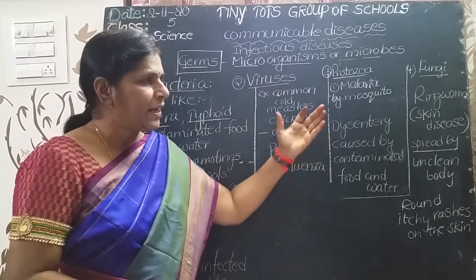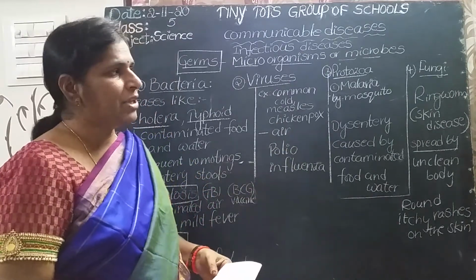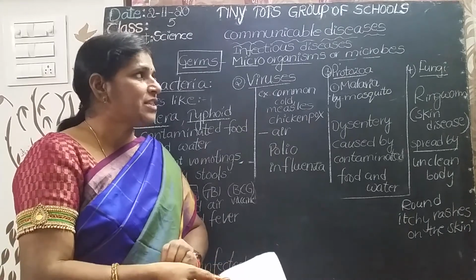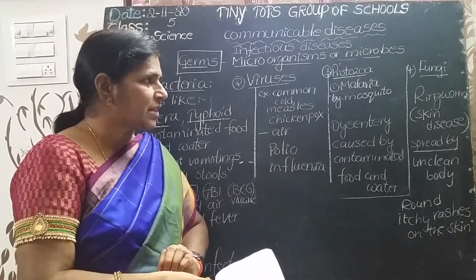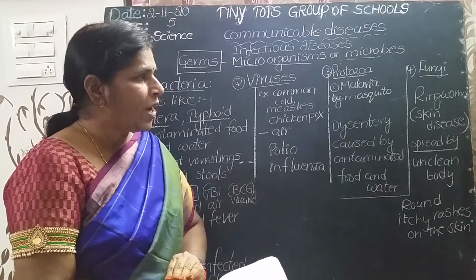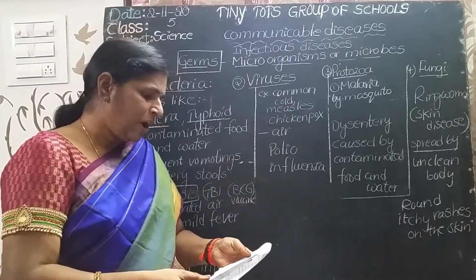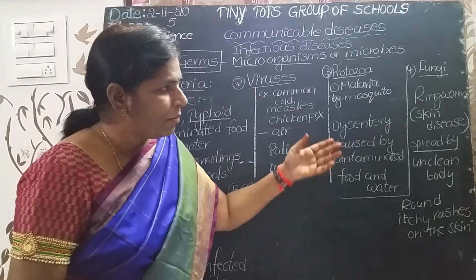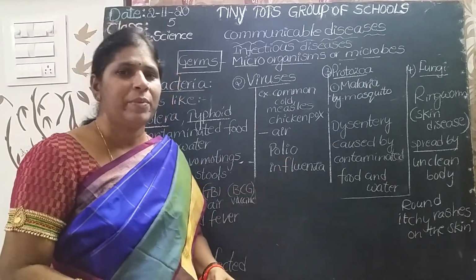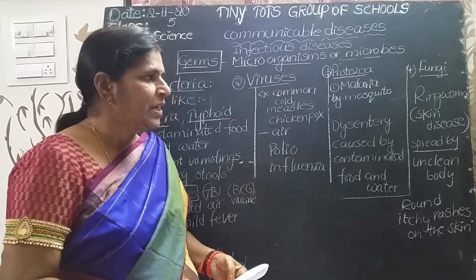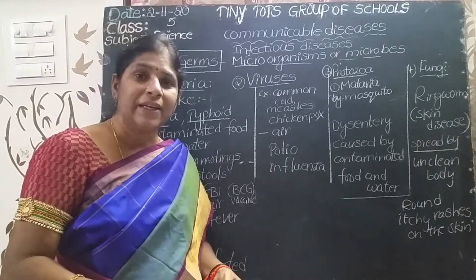And the last one, fungi, is one of the microorganisms. These are plant-like structures. What diseases are caused by fungi? Ringworm. Ringworm means skin disease. Ringworm is a fungal disease. This is spread by an unclean body.